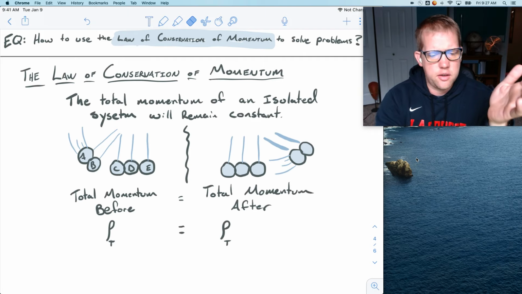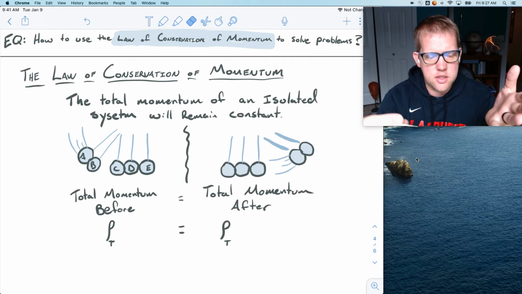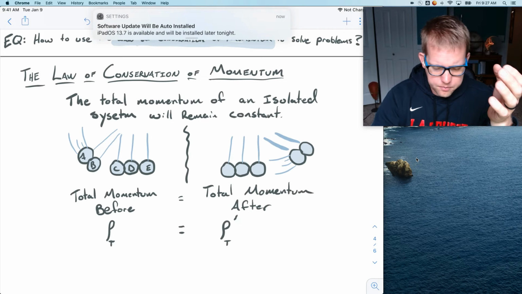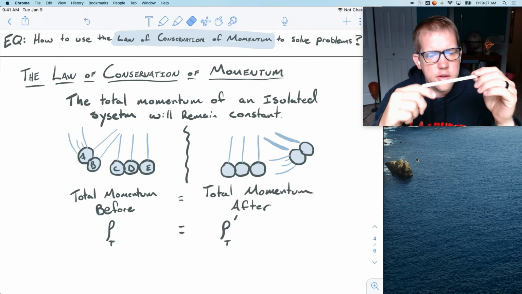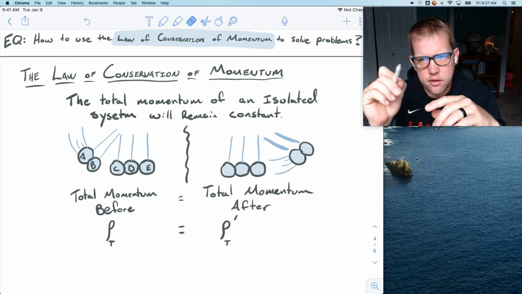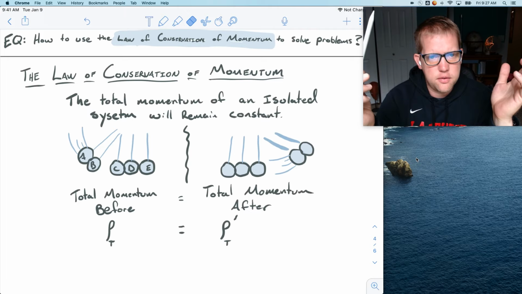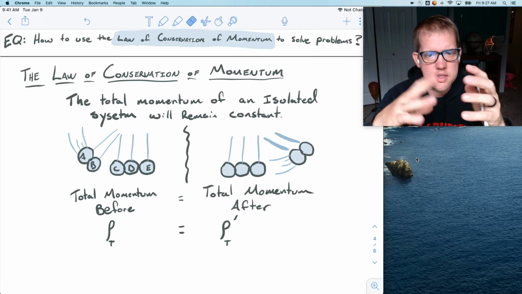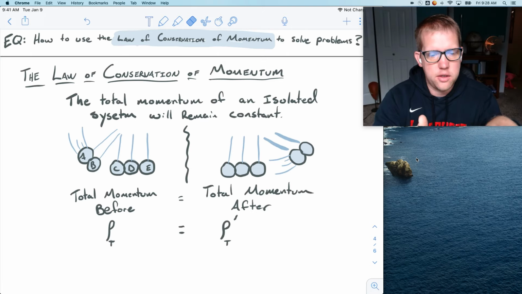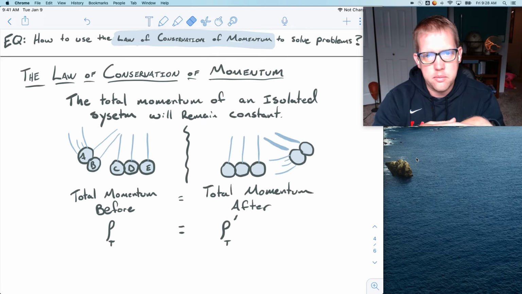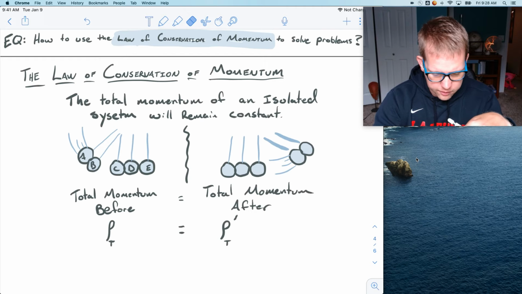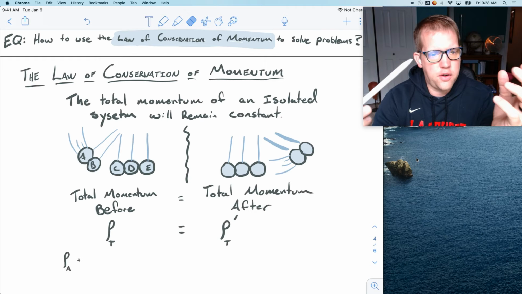But if you take a look at this, you're like, wait, how can I tell which one's which? It's the same symbol. We put that little apostrophe up there that stands for prime, and it just means after something happens. So the way you'd read this mathematically is the total momentum before equals the total momentum after.